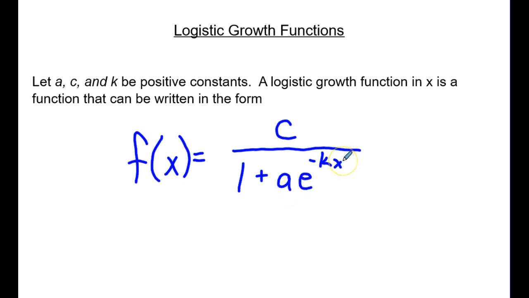A and K are some positive constants that we use within our function, representing different criteria. We have E, which is that exponential constant, 2.71. And then we have our variable x in our exponent. This isn't an exponential function, but it's very similar to one, because that variable occurs in our exponent.